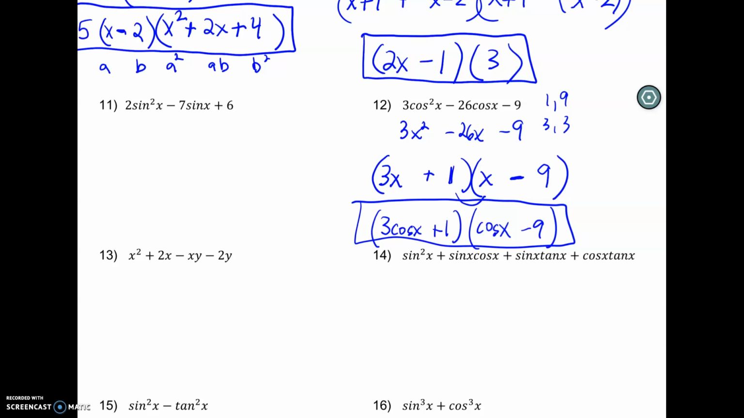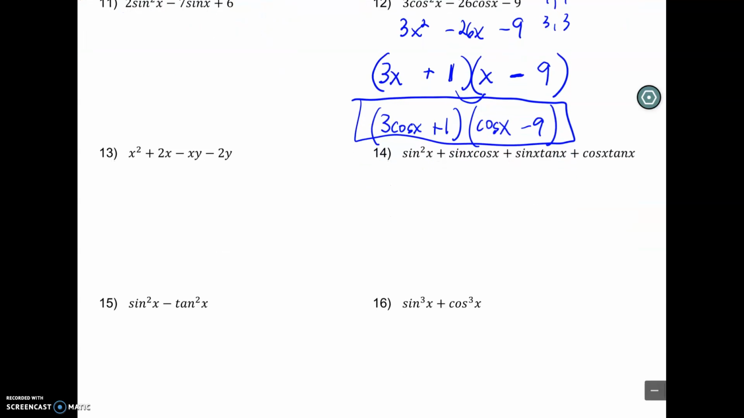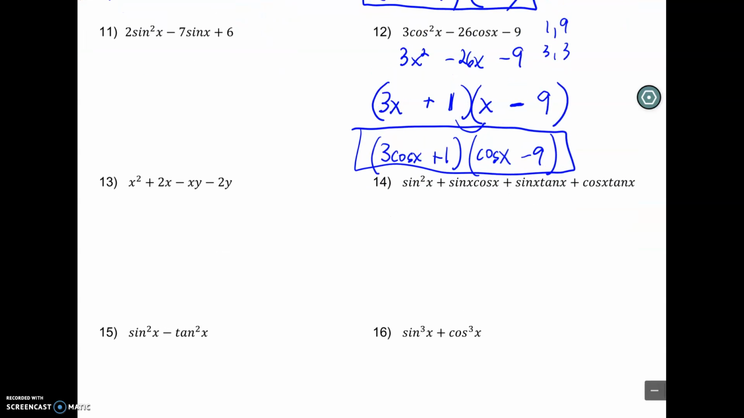Okay? So when you're looking at number 11, you do it the same way. When you're looking at number 14, because I don't have time to do 14, this is just a grouping problem because there's 1, 2, 3, 4 terms. So pull out your GCF of the first 2, and then pull out your GCF of the second 2, and treat it like a grouping problem.